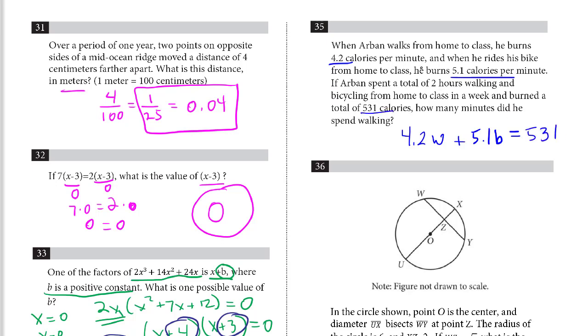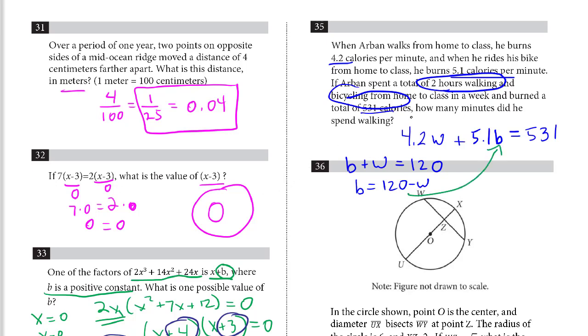Okay. We're also told he spent 2 hours walking and bicycling from home. So in total, B plus W must equal 2 hours, but in minutes, that's going to be 120. Now I've got two equations, two variables I can go ahead and solve. I'm going to actually use substitution here to solve. I'm going to say B equals 120 minus W. Plug that back in for B over here.